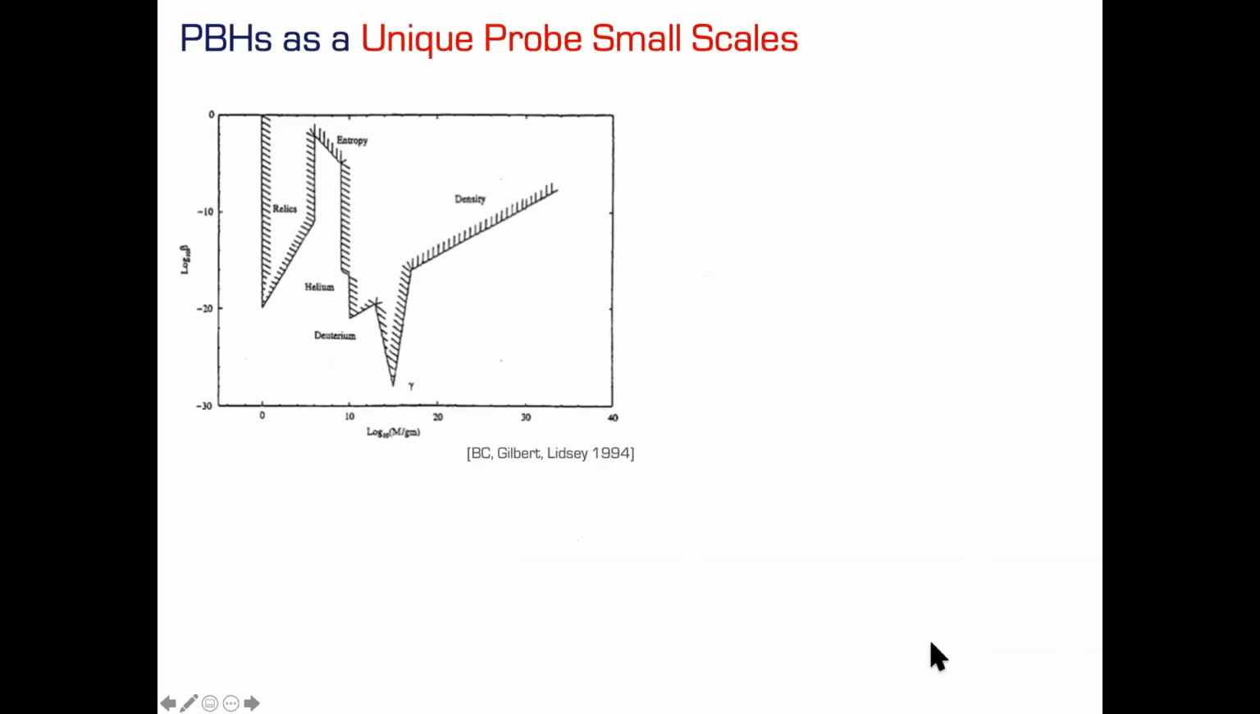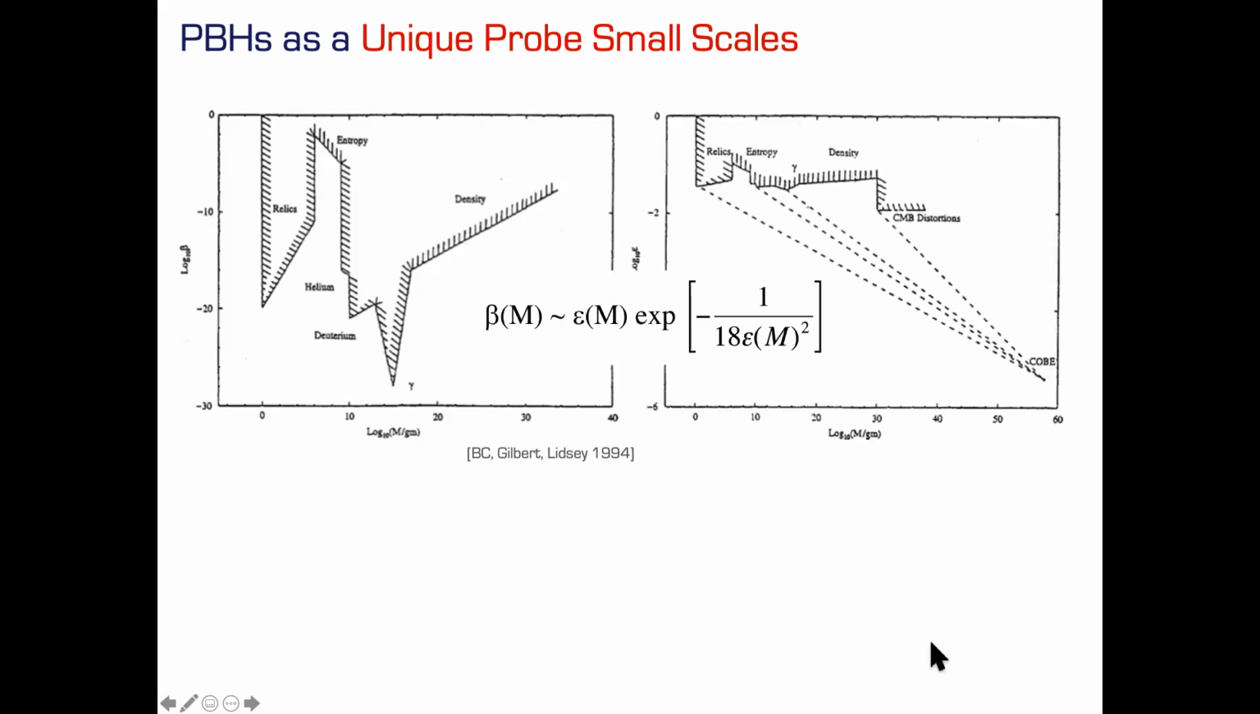Okay, and this is usually put in constraint diagrams. You have beta versus mass, and you see there are different constraints. I don't want to talk about all of them, but we have some additional constraints from Hawking evaporation that lead to gamma rays, where you constrain the abundance quite a bit. And then I told you that you can connect this constraint diagram, the constraints on beta, to constraints on the amplitude of the fluctuations. The amplitude is here, and again it's a function of mass.